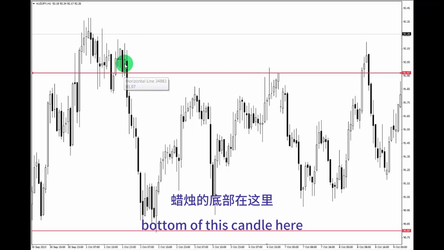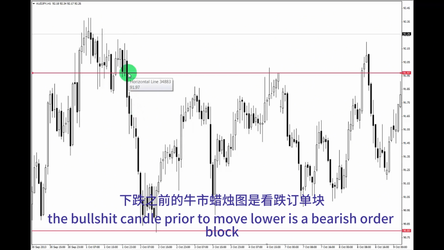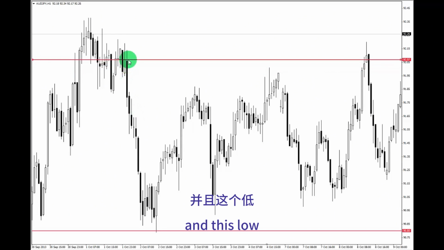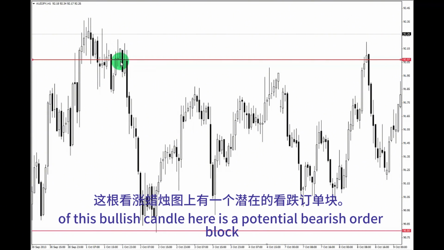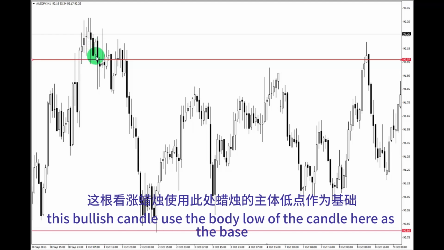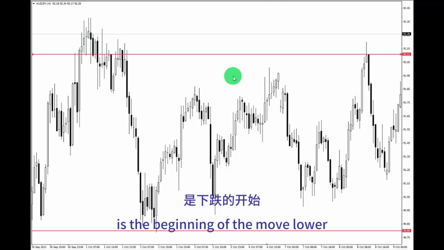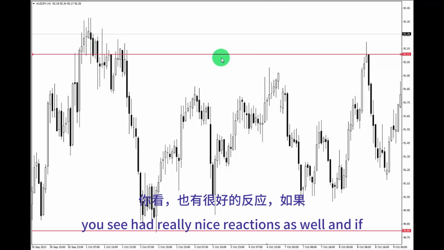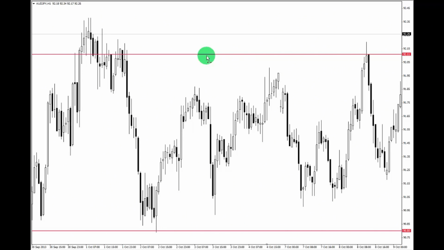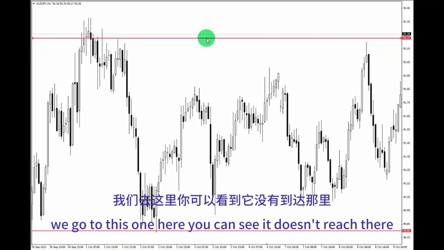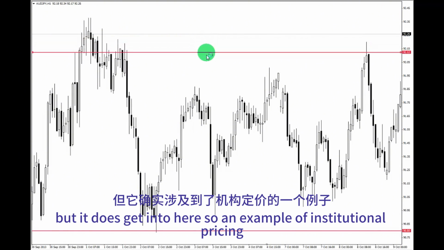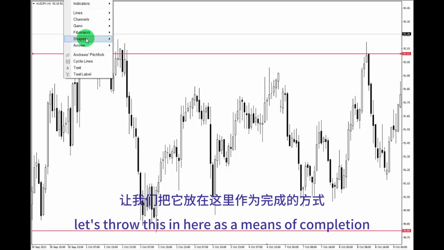The bottom of this candle here, the bullish candle prior to the move lower, is a bearish order block, and the low of this bullish candle here is a potential bearish order block. And if you want to go back into here, this bullish candle, use the body low of the candle here as the basis at the beginning of the move lower. You see it had really nice reactions as well. And if we go to this one here, you can see it doesn't reach there, but it does get into here. So an example of institutional pricing, let's throw this in here as a means of completion.